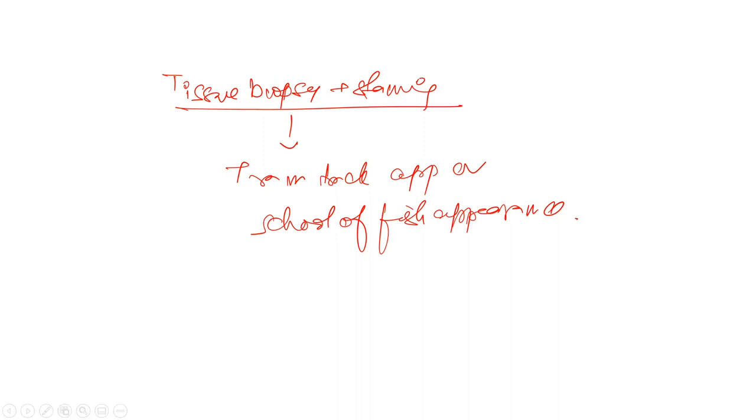Now after Haemophilus ducreyi, we will talk about Haemophilus influenzae. We have talked about ducreyi. What does ducreyi do? It causes chancroid. Chancroid is a soft sore and it causes painful genital ulcer. It grows on chocolate agar and on tissue biopsy plus staining it shows tramtrack appearance or school of fish appearance.